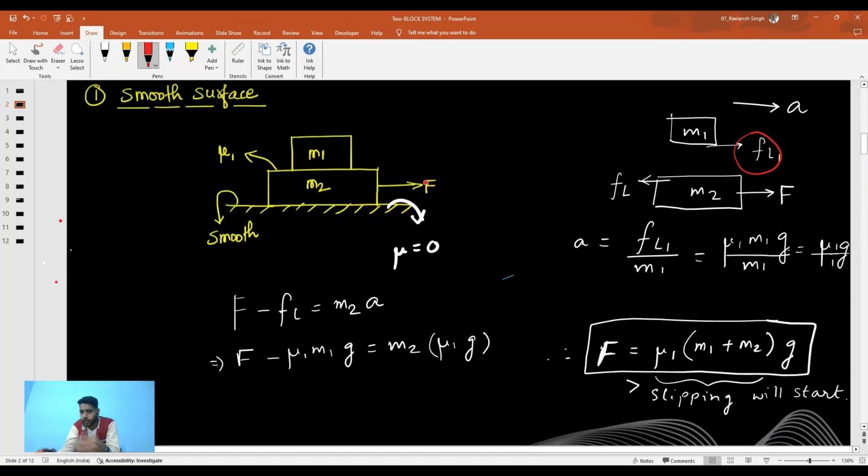That's why m2 will start to move with a greater acceleration, and m1 will be moving with the constant acceleration, that will be FL1 by m1, and therefore slipping will start between the two. I hope this concept is clear to you.